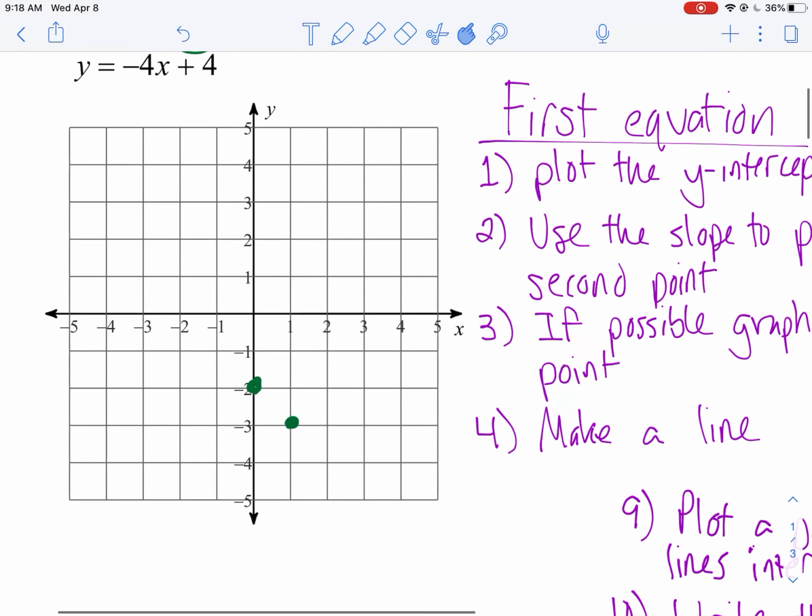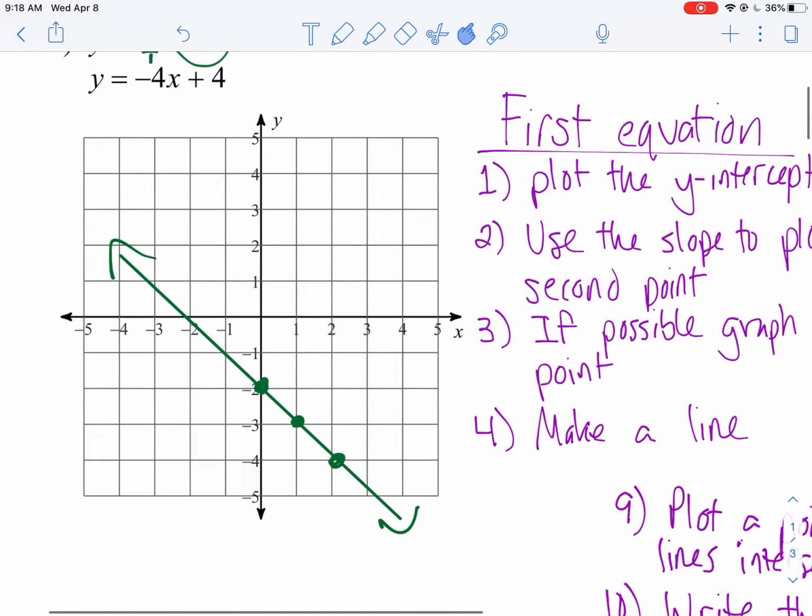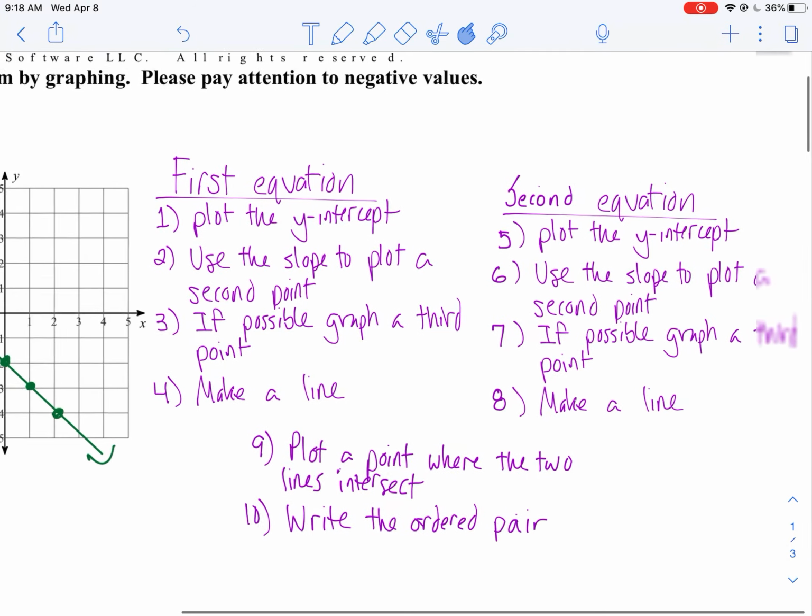Now my next step, if possible, graph a third point. I can do that. From here, I can go down 1 and then over 1 again. So I've got 3 points, and then it says make a line. I'm going to do that. Pretty darn close. So you've got to make sure you're plotting your lines correctly to make sure you're getting the correct answer.